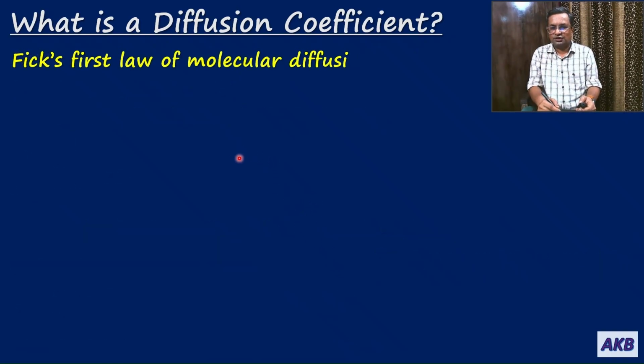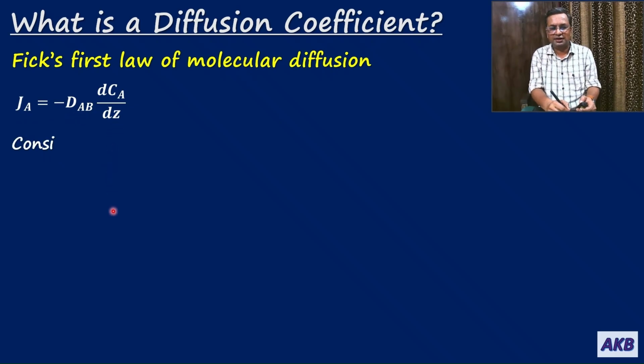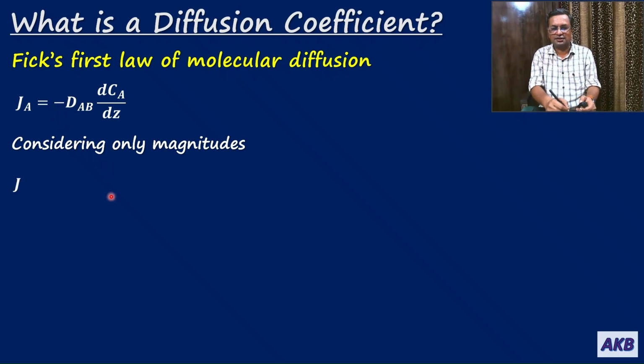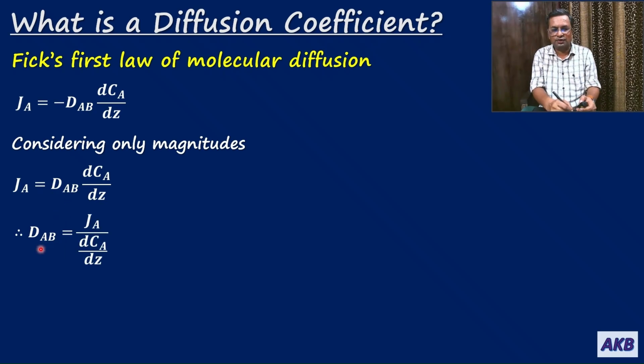So Fick's first law, continuing with the law, you have this mathematical equation: JA is equal to minus DAB dCA by dZ. Now we will consider only magnitudes, so for the time being we will ignore the negative sign. In that way, JA will be equal to DAB into dCA by dZ. Why am I doing this? Because I will be getting an equation for DAB. So from this, I can write DAB is equal to JA upon dCA by dZ.